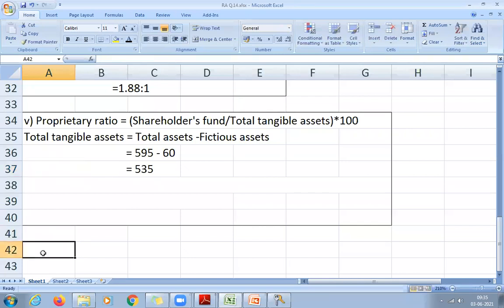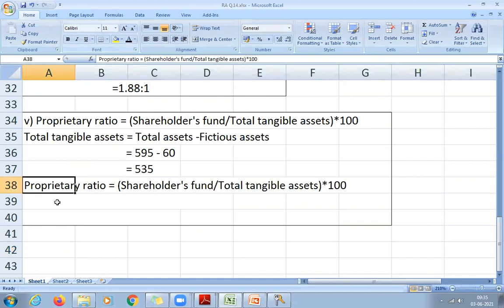And shareholders funds are already calculated. How much is shareholders fund? 310. Yes, 310. So already we know that, we will substitute directly: 310 divided by 535 into 100.